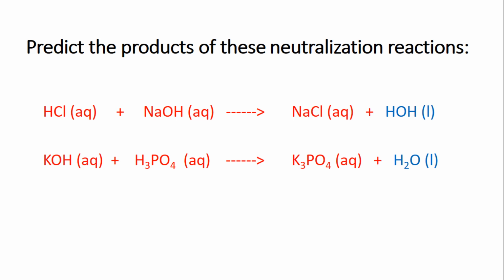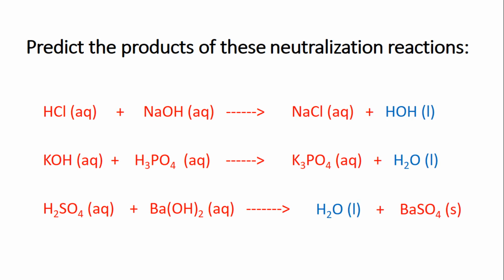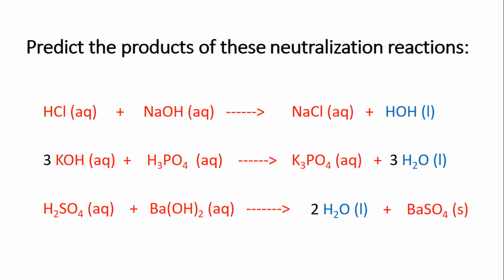In our third and last example, we have sulfuric acid and barium hydroxide being added together. Again, an acid and a base, both of which are aqueous solutions. The barium ion will go with the sulfate, and the hydrogen ion goes with the hydroxide, making the two products water and barium sulfate. It is interesting in this case that barium sulfate is actually insoluble in the water.